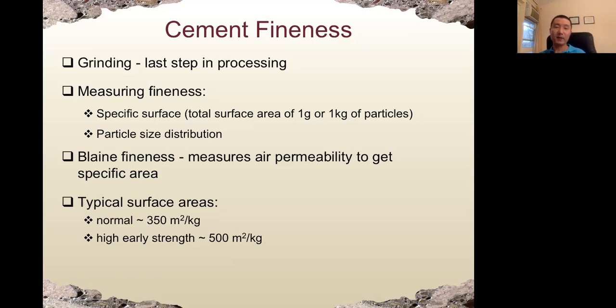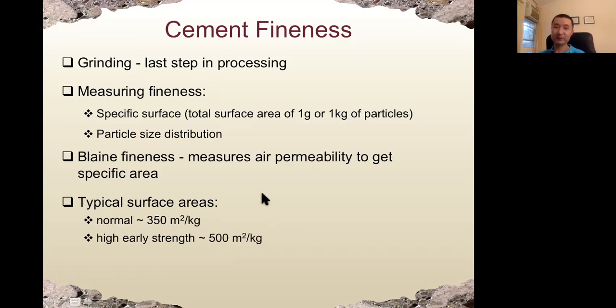The most commonly used method is the Blaine fineness, BF. Remember, we talked about Blaine fineness in the earlier slides of today's lecture. It measures the air permeability, so we can get an estimate of the specific area of cement. For typical cement, it is 350 square meters per kilogram of cement. But for high early strength cement, we need 500 or higher.